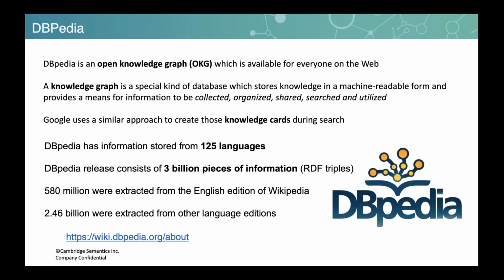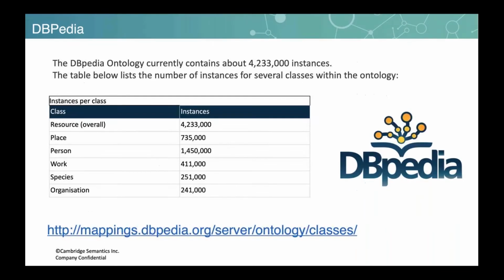DBpedia is one of the most famous endpoints on the web. It's an open knowledge graph. It's in over 125 languages. There are 3 billion pieces of information, or what we call RDF triples, and 580 million were extracted from the English edition of Wikipedia. 2.46 billion were extracted from other languages. So there's a link there to find out more about DBpedia, but they also have an open endpoint that we'll take a look at in a moment.